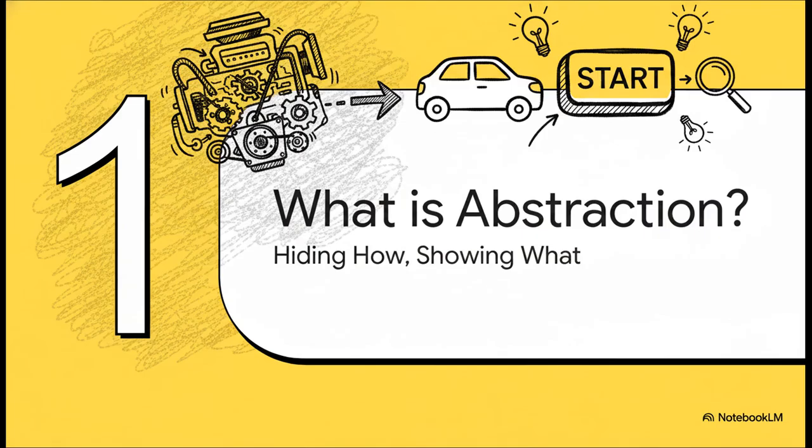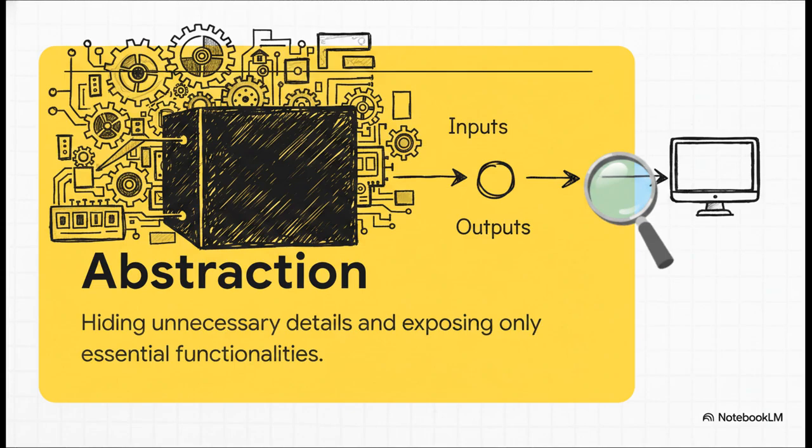Section 1. What is abstraction? Hiding the how to show the what. So, the formal definition of abstraction is hiding unnecessary internal complexity and details from the user and exposing only the essential functionalities. Basically, it's creating a black box.